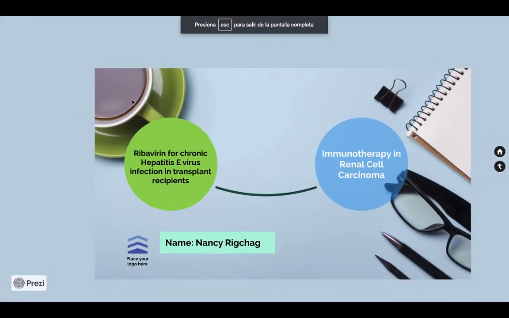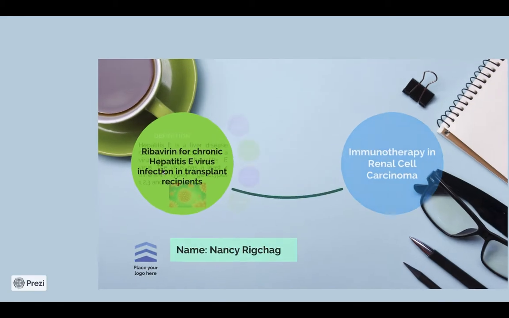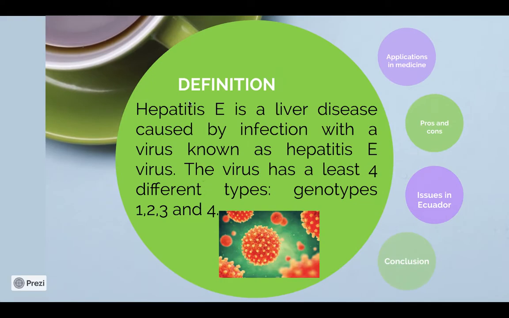The topic is Ribavirin for chronic hepatitis E virus infection in transplant recipients. In definition, hepatitis E is a liver disease caused by infection with a virus known as hepatitis E virus. The virus has at least 4 different types: genotypes 1, 2, 3, and 4.